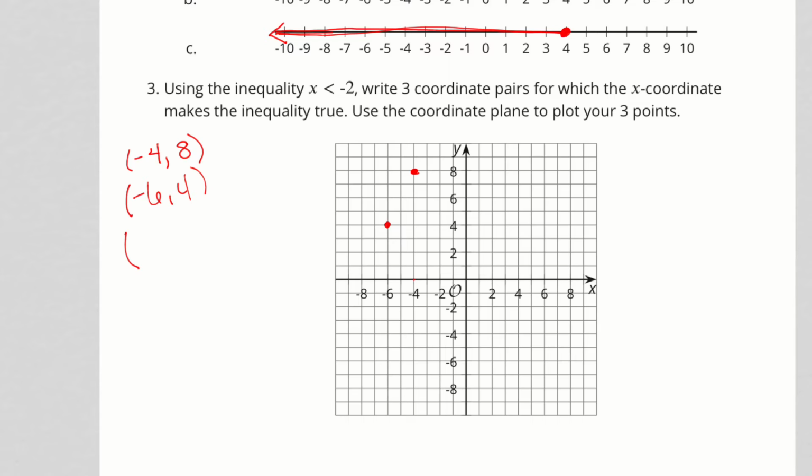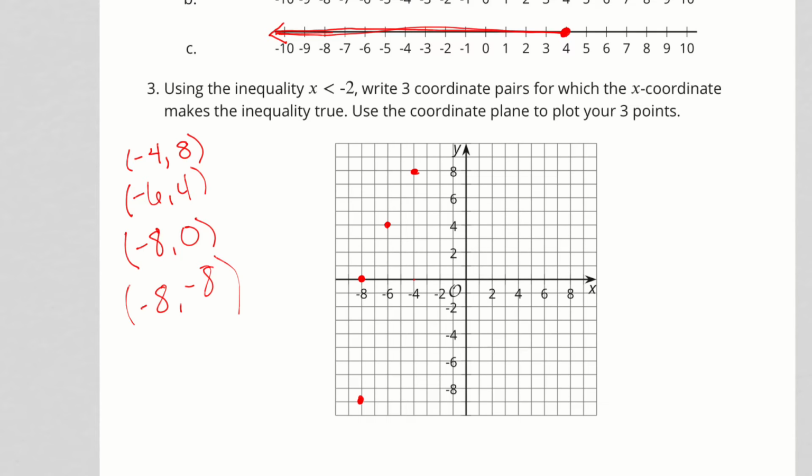-8, 0. Yep, that works too. -8, 0. Yep. Okay. We could also have -8, -8. It can be anywhere on this side. Okay? So, let's see here.